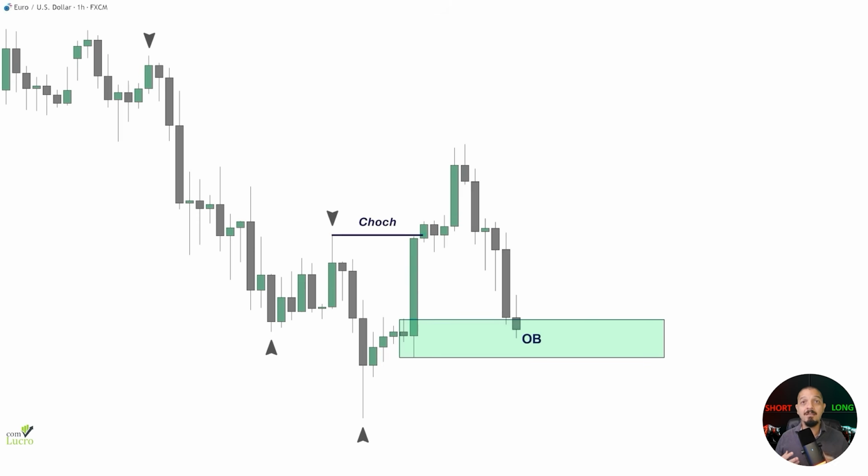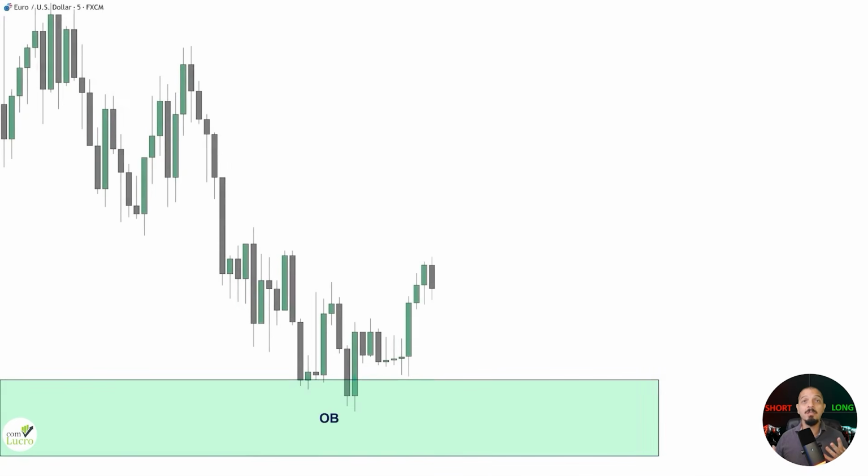The price has now tapped into this order block, so we zoom into the 5-minute chart again. On the 5-minute chart, the market has already shown a clear change of character. Exactly the reversal signal we were waiting for. This tells us the short-term downtrend has ended, and we can now start looking for long setups with confidence.